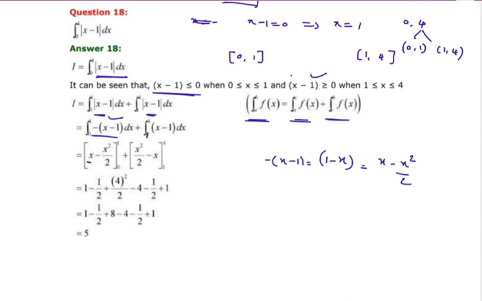Similarly here also, x square by 2 minus x. Now apply the limits, upper limit minus lower limit. Simplifying it, what do we get? We get the final value as 5.